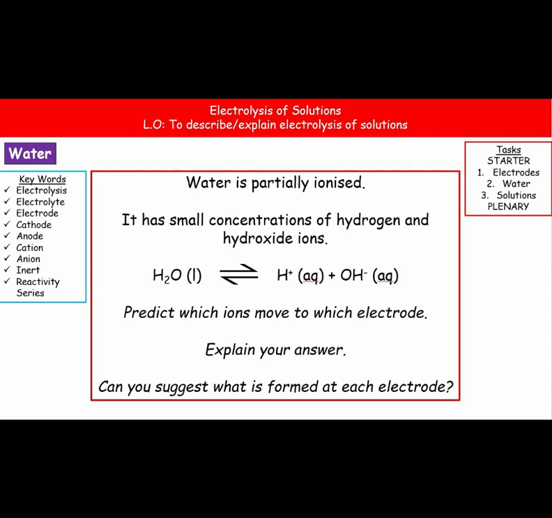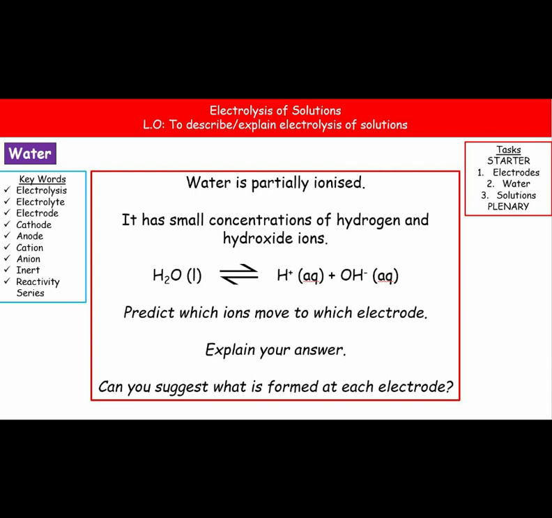Now, if we think about water first of all, then water itself becomes partially ionized. Now, what that means is that when we consider the water molecule, which you can see in the middle of the screen there, then some of the water molecules have become split apart to form hydrogen ions and hydroxide ions. So that's what we mean by partially ionized. Only some of the water has split to form those two ions. Now, what we actually find as a result of that then is that in any solution, we have small concentrations of the hydrogen ions and the hydroxide ions.